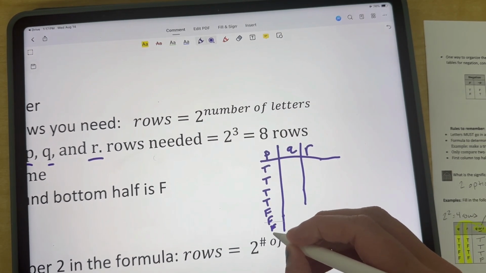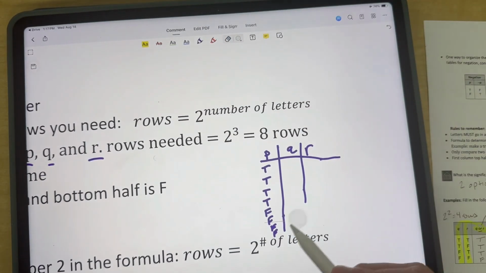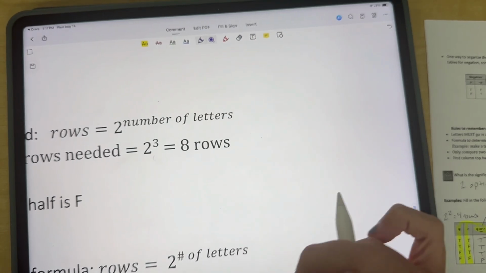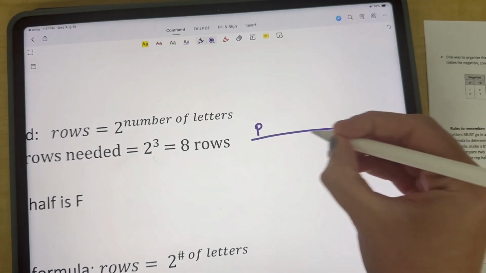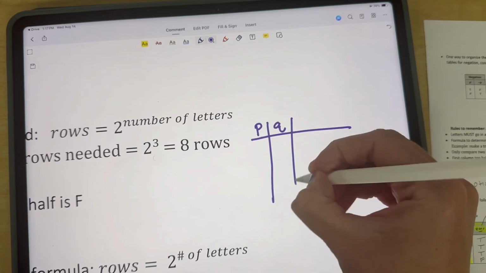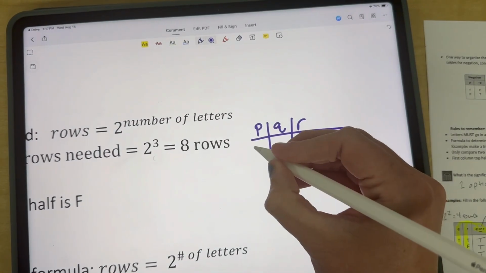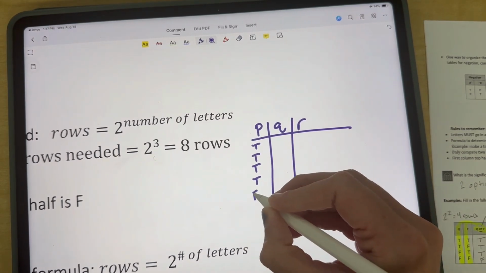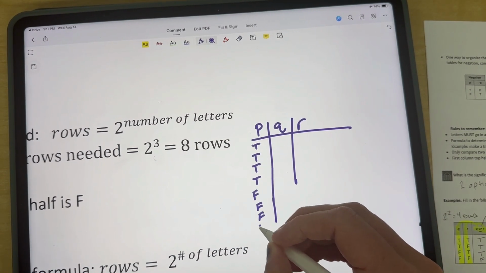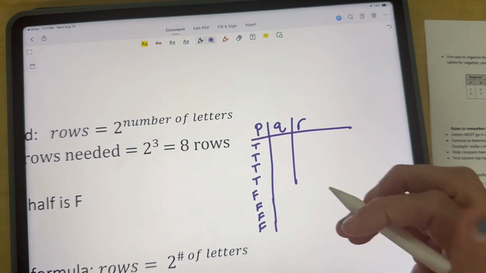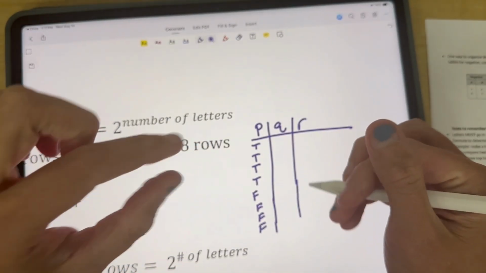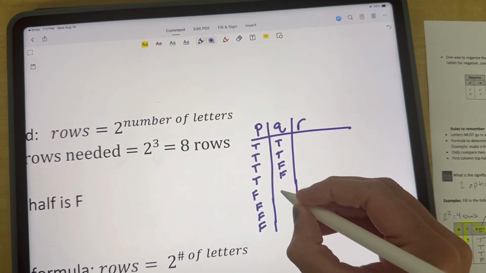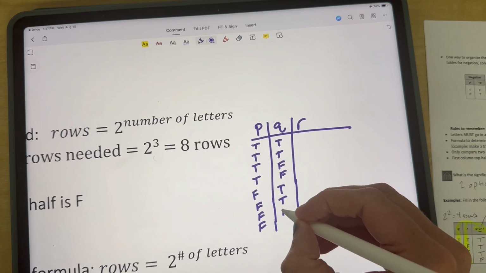False, false, false, false. Let me write it over here. P, Q, R. I'm not going to go on past that. Again, the top ones are all true of the 8, so the top 4, then the bottom 4. Then the next column, you're going to split it in half. What's half of 4 T's? 2 T's. You'll go 2 at a time. So T, T, F, F, T, T, F, F.